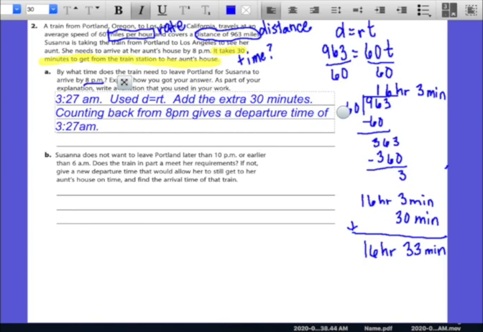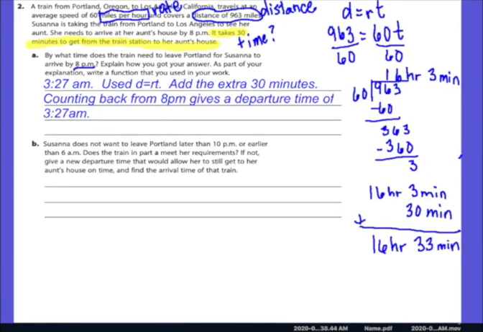All right, so in part B, it says Susanna does not want to leave Portland later than 10 p.m. or earlier than 6 a.m. Does the train in part A meet her requirements? If not, give a new departure time that would allow her to still get to her aunt's house on time. Find the arrival time of that train.